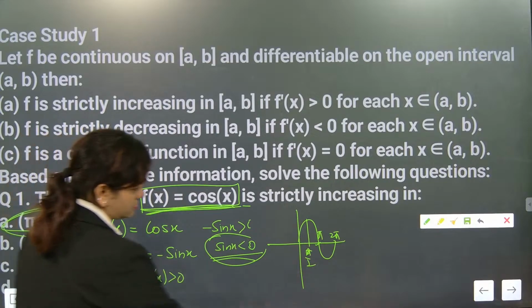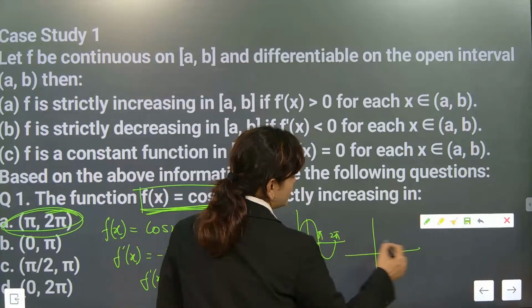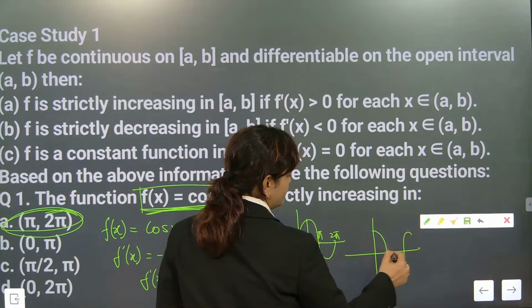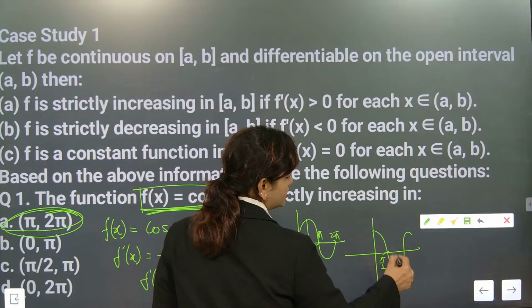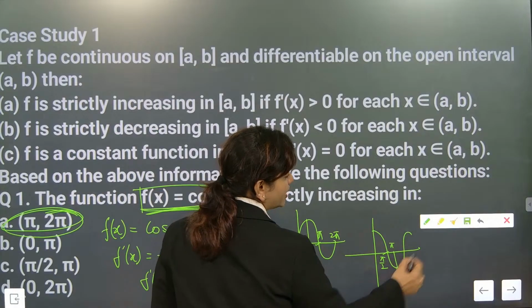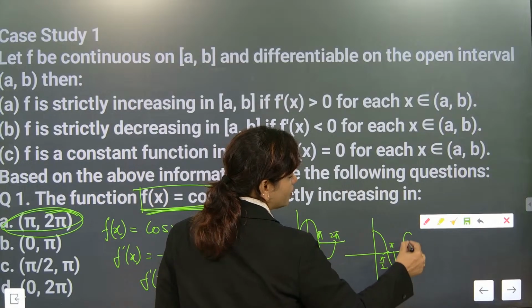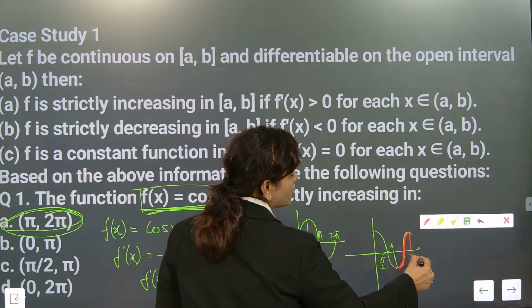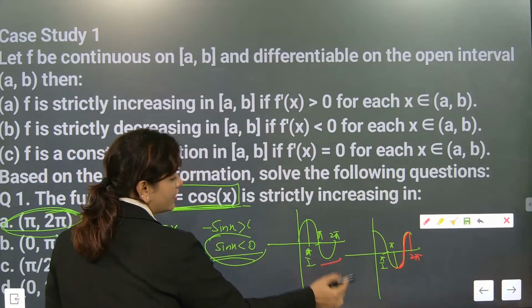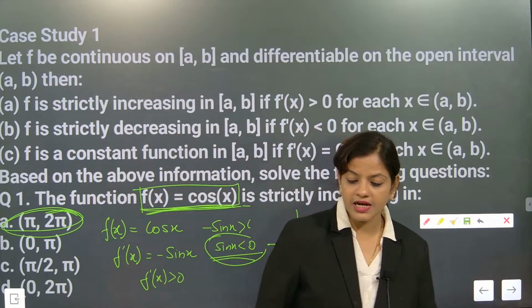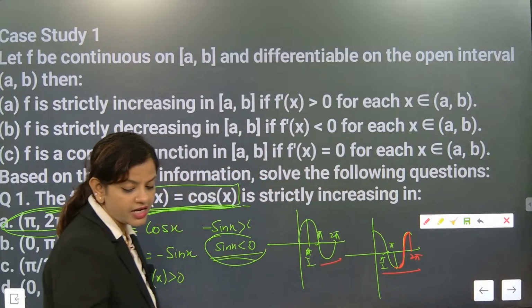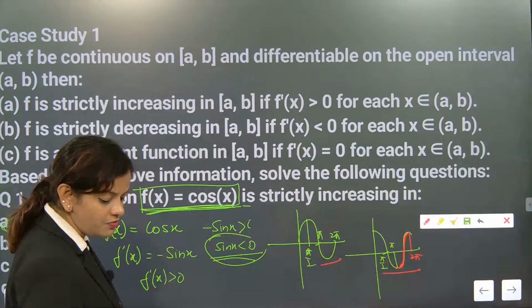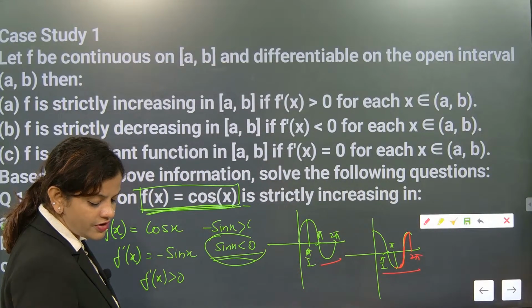See the cos graph now, where the cos is increasing. This is pi by 2, this is pi. After reaching pi, you will notice from pi to 2 pi, cos is increasing. So the sine graph and the cos graph both indicate that cos is increasing in that interval. If you know this part you will be able to solve, otherwise you will be struggling.